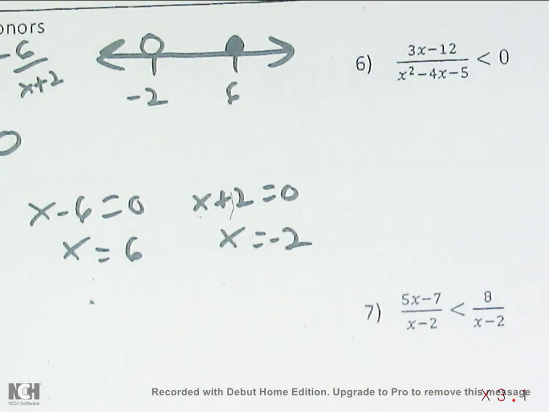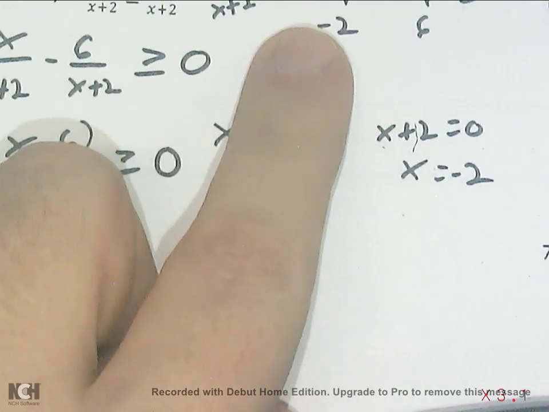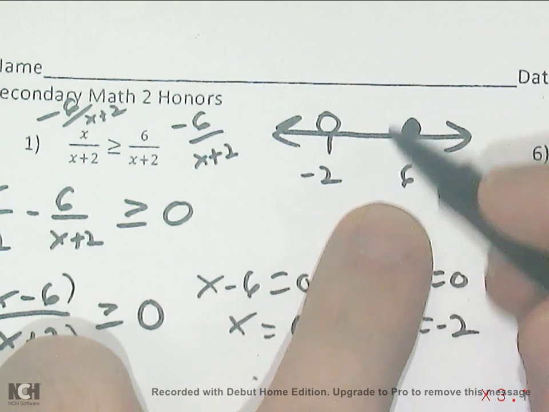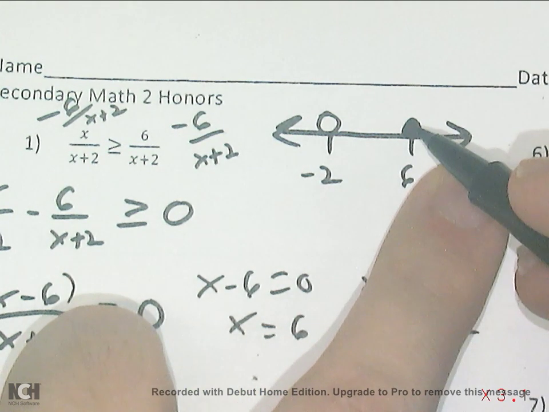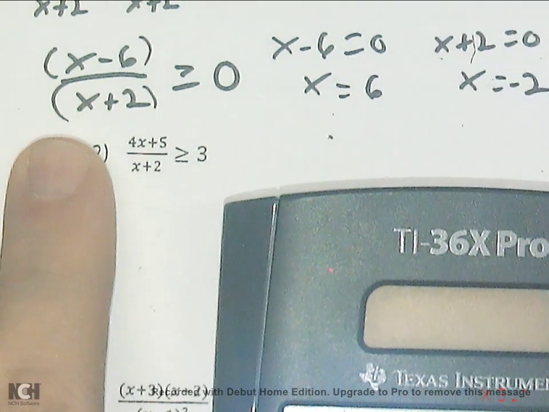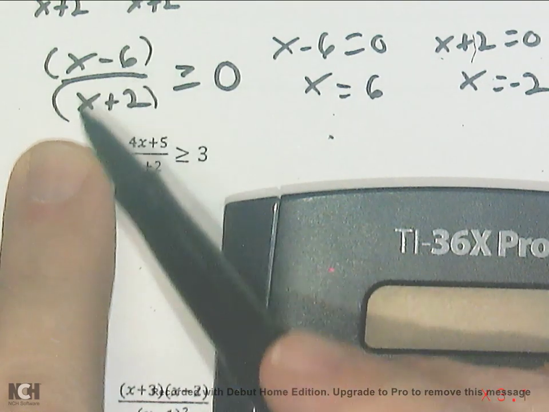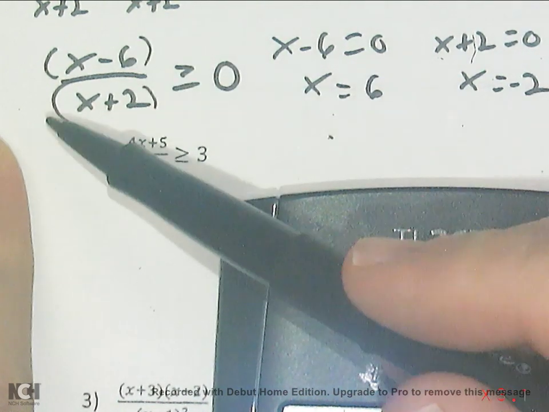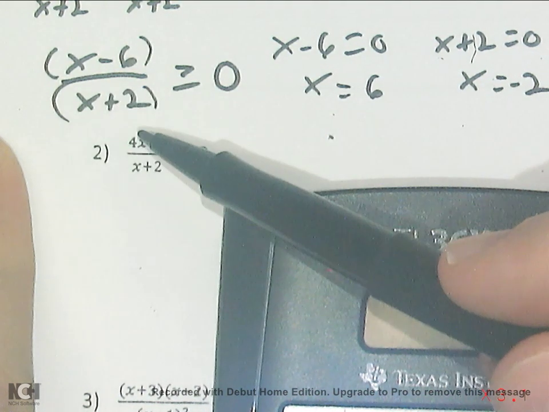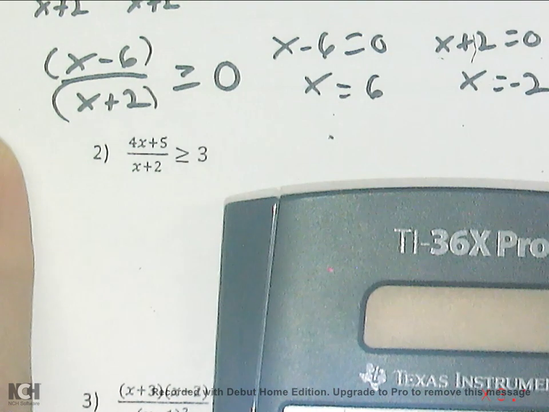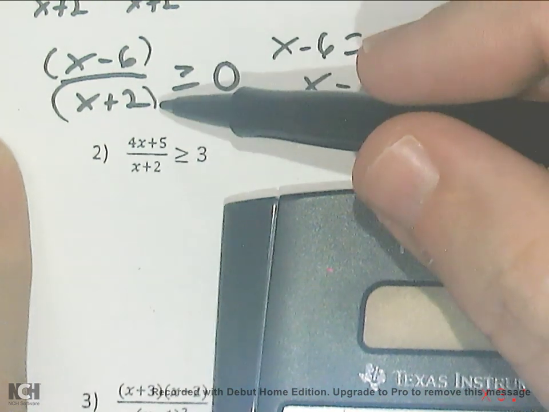Okay, then we test. We're going to test our numbers by plugging them in. I want to plug in something that's before negative 2, something between negative 2 and 6, and something at 6 or greater. When I plug in something before negative 2, it would be negative 3. I'm going to plug negative 3 in here for x. So I'd have negative 3 minus 6, which is negative 9, over negative 3 plus 2, which would be negative 1. Negative 9 divided by negative 1 would be positive 9. Is 9 greater than or equal to 0? Yes.